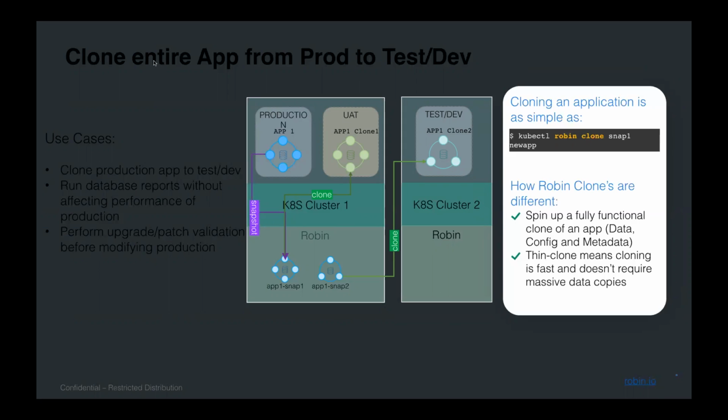Suppose you have to make some data validations, or you have some patch that you need to apply. All you have to do is take a snapshot, create a clone out of it, apply the patch on that clone, and see if everything works. And yes, if it works, you can very well apply that patch on your production environment. When we say clone here, it is also creating a thin clone, which means cloning is faster and does not require massive copies of data from one app to another.